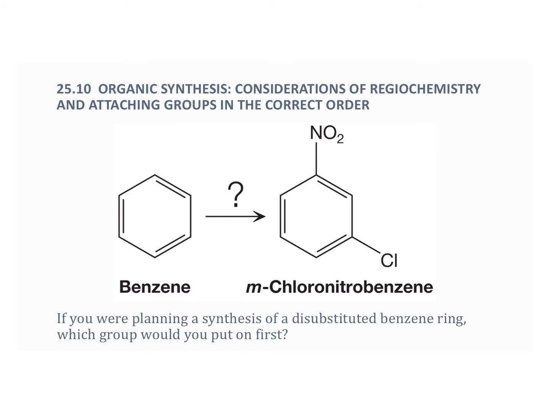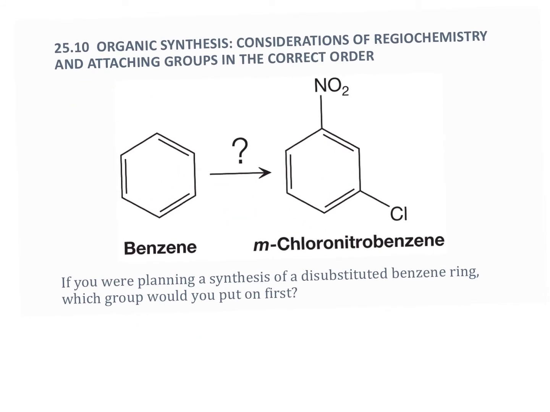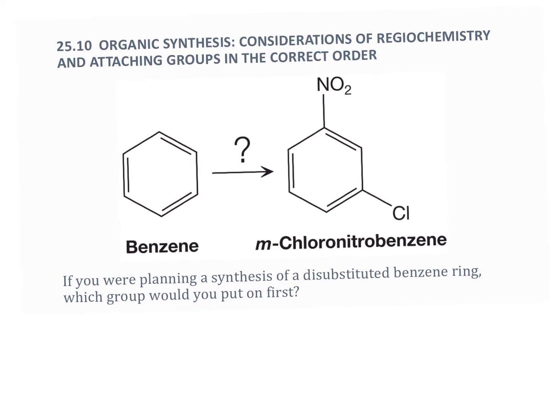So, we are also going to talk about some organic synthesis in this chapter, considering regioselectivity and attaching groups in the correct order. When we think about planning syntheses, remember that a substituent that's already on an aromatic ring is really going to influence the site of reaction in subsequent electrophilic aromatic substitutions. And so in a synthesis that requires multiple substitutions, we need to choose wisely the order in which we carry this out.